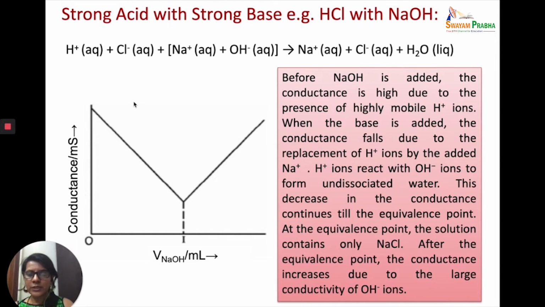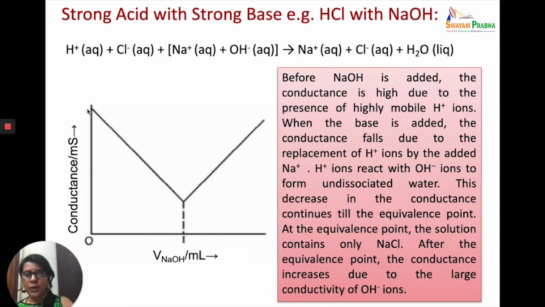So when you do this, you see that there is a change in the value of conductance, and when you plot a graph of conductance versus volume, this is the kind of graph that you get, a V-shaped graph. Now, how do you get this V-shaped graph? Initially in the beaker there was only HCl, so the conductance value is very high. This is because of the presence of highly mobile hydrogen ions.